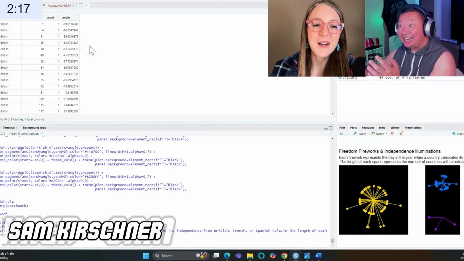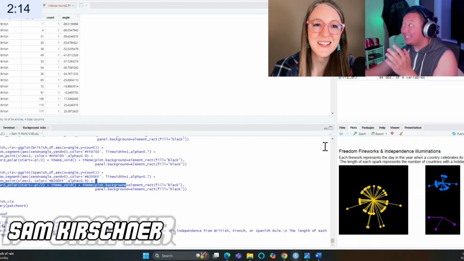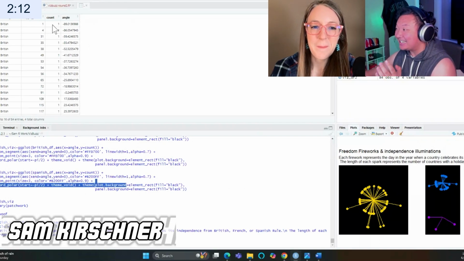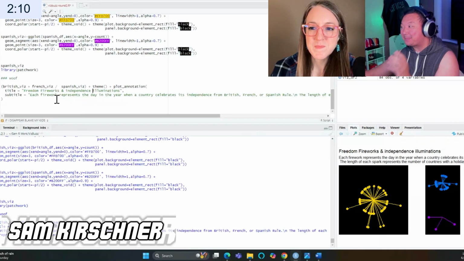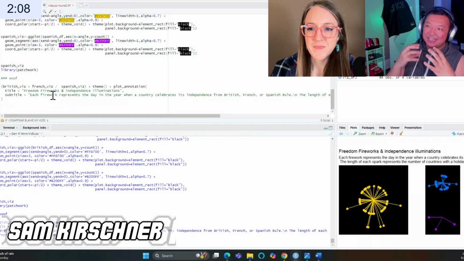Sam, try. Oh, how much time do we have? 2 minutes left. 2 minutes, 13 seconds, and he is trying to figure out how he's going to put in more space. Is he going to be able to move things down?